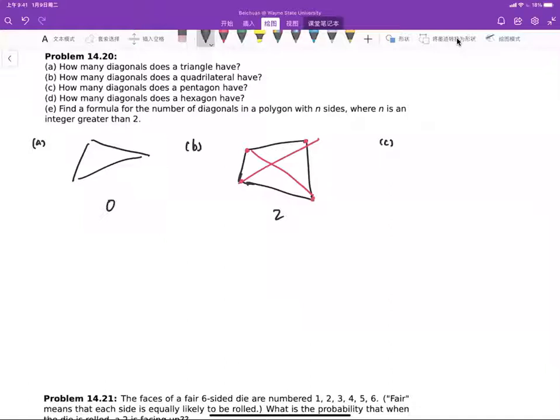So what if there's a pentagon? It has 5 sides and 5 vertices. Let's see how to make a diagonal. If we connect those 2 points, that is one diagonal. Then if we connect those 2, this is another diagonal. Then this is the 3rd one, and the 4th one, and then this is the 5th one. Anything else? That's it, so there are only 5 diagonals.